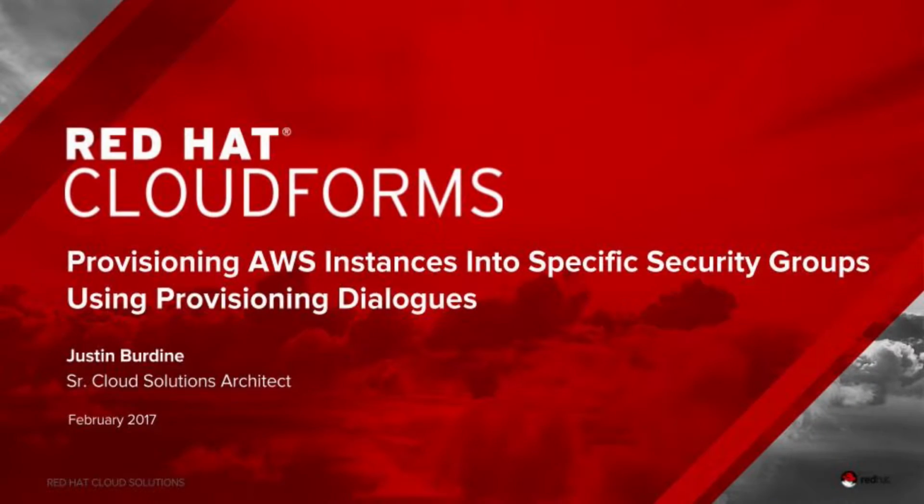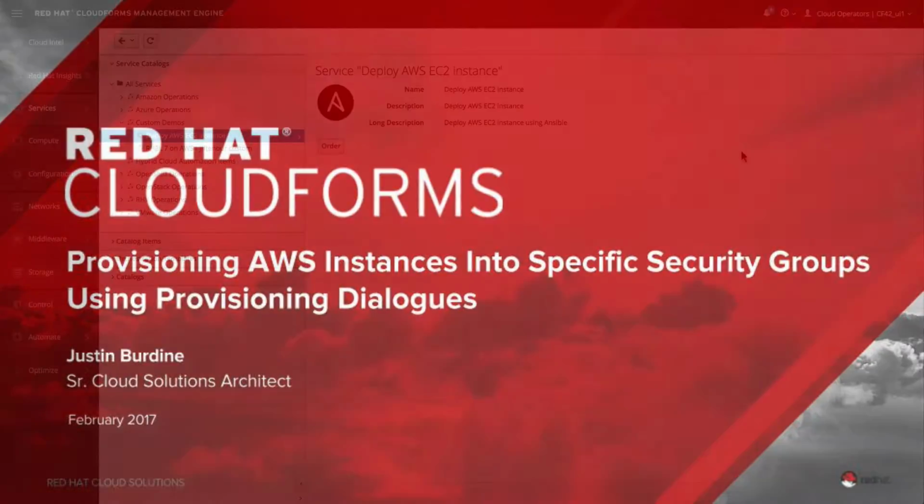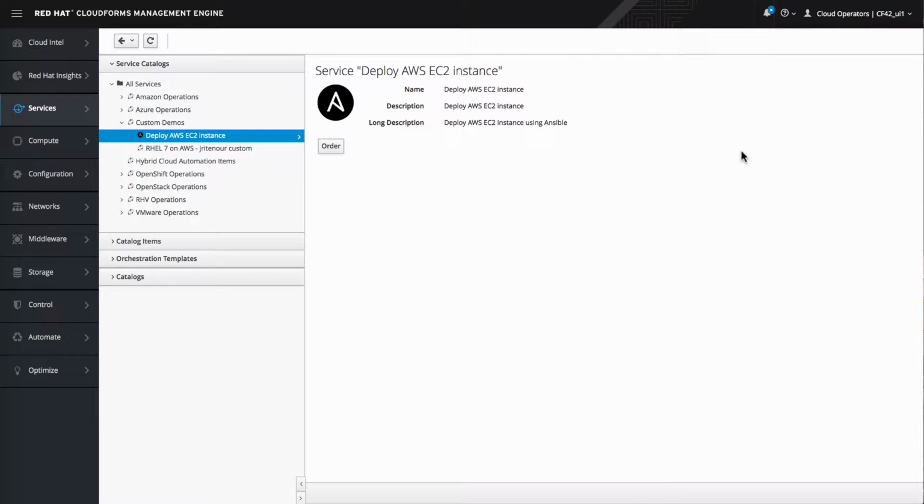So in this video, I'm going to show you how to deploy a VM or an instance into Amazon. But we're going to go a little further. We're actually going to assign it to different security groups based on parameters we pass to it when we go to provision the VM inside of the service catalogs.